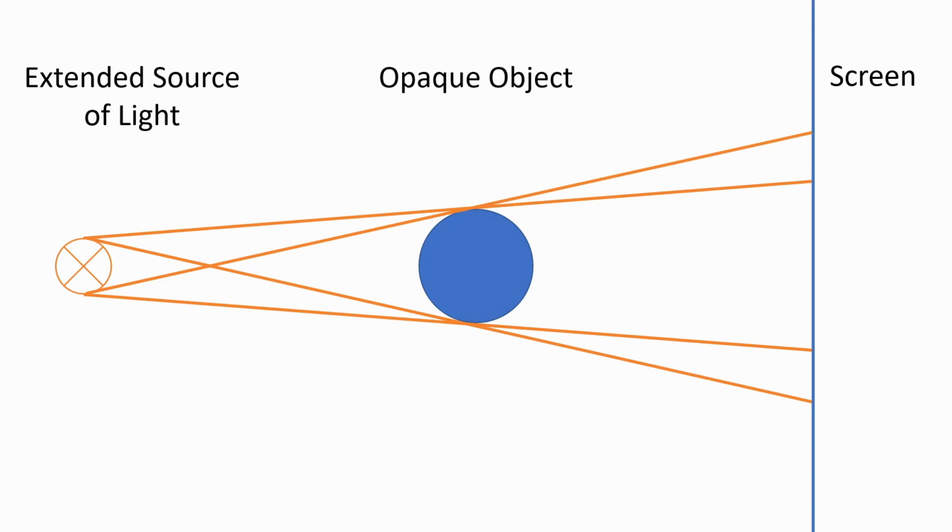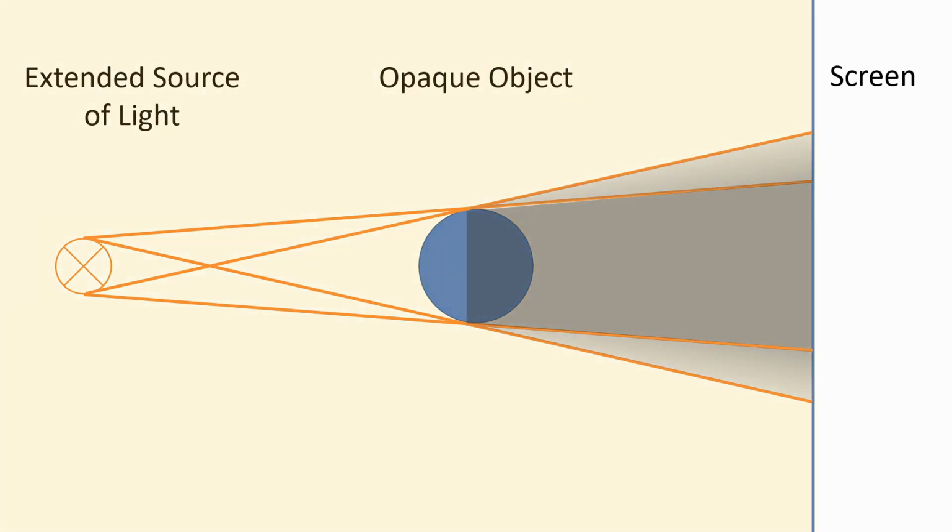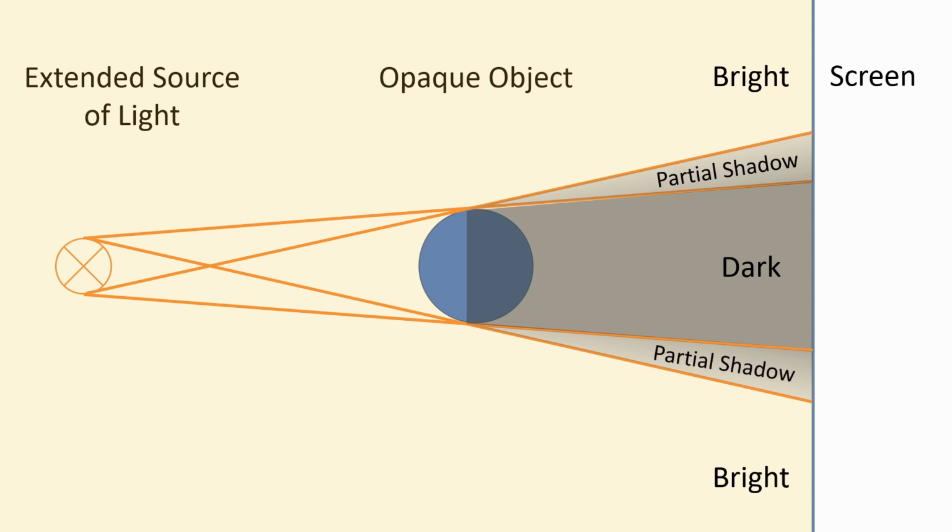And what we would see is something like this. Anything outside all of the rays remains bright. Anything between the two inner rays is entirely dark. No light from the light source reaches the screen. But in these two other areas, either side of the dark, we have partial shadow. It fades from dark to bright. And that's the blurred area around the shadow that we saw the first time.